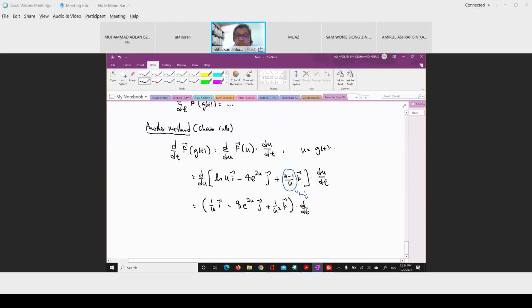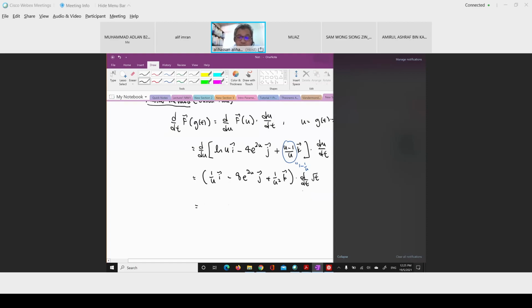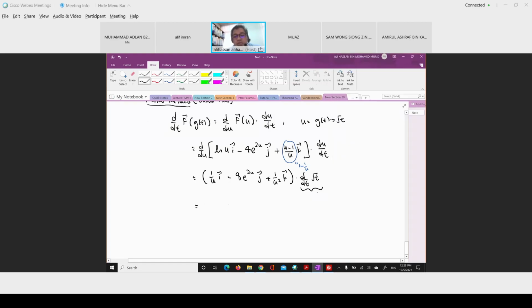U is g of t, which is square root t. So we want to differentiate square root t. Okay, so this is the same as 1/2 t to the minus a half, which is 1 over 2 square root t. Next, we replace u by square root t. So we get 1 over square root t times 1 over 2 square root t.